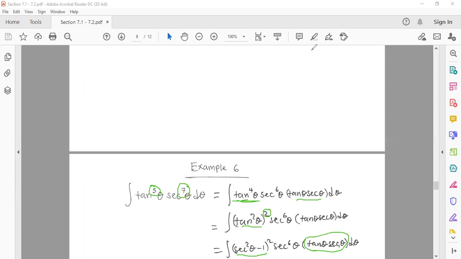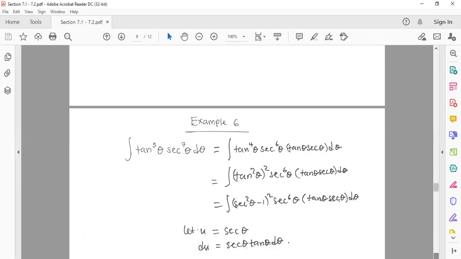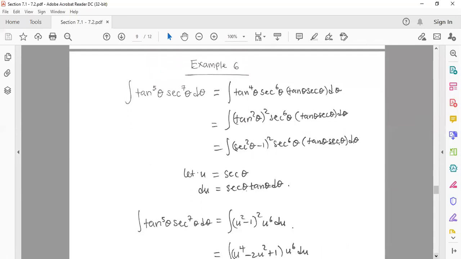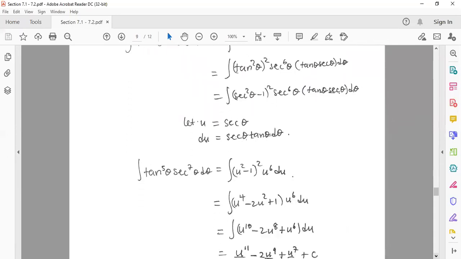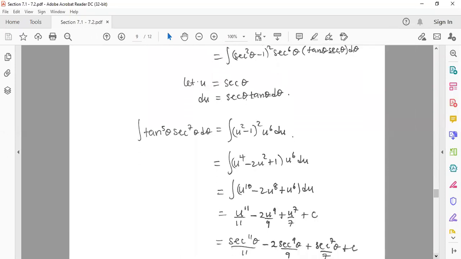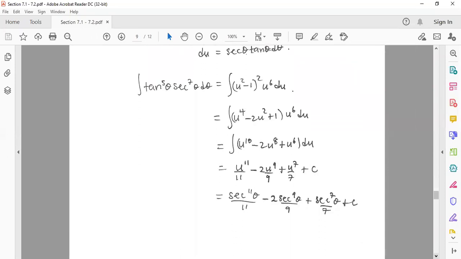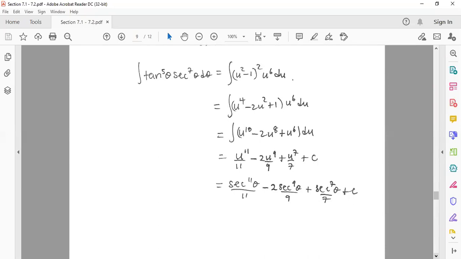There we go. You let u be sec theta. You just get sec theta tan theta d theta. You substitute and simplify. Straightforward and easy. Everyone can do that. You just add the plus c.